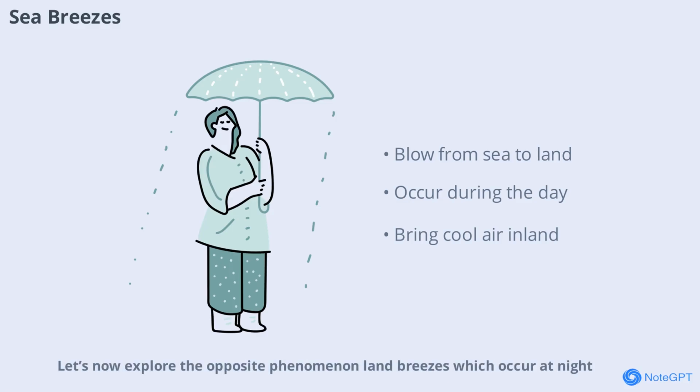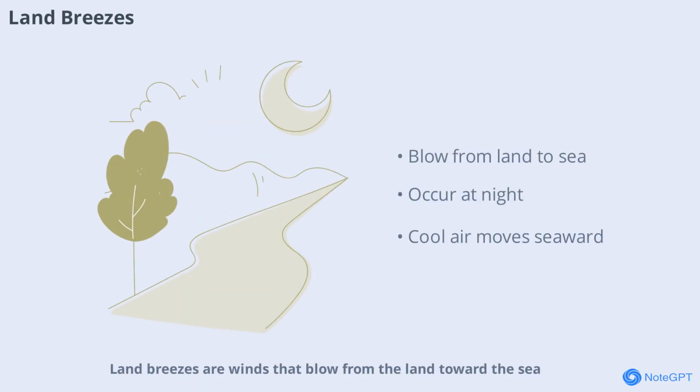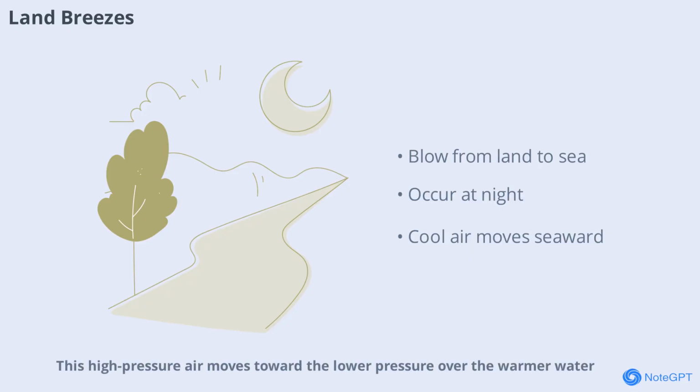Let's now explore the opposite phenomenon, land breezes, which occur at night. Land breezes are winds that blow from the land toward the sea, typically at night. After sunset, the land cools faster than the water, causing the air above the land to become cooler and denser. This high-pressure air moves toward the lower pressure over the warmer water, creating a gentle breeze. Land breezes are most noticeable in coastal regions and can influence nighttime temperatures.